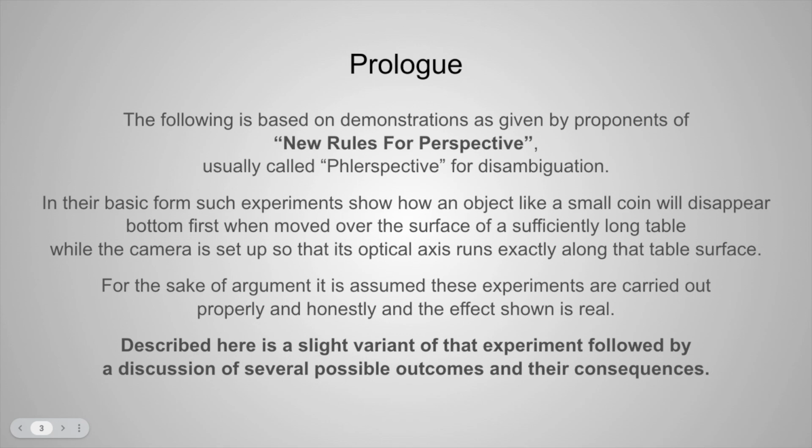The following is based on demonstrations, as given by proponents of new rules for perspective, usually called Flaspective, for disambiguation. In their basic form, such experiments show how an object like a small coin will disappear bottom first when moved over the surface of a sufficiently long table, while the camera is set up so that its optical axis runs exactly along that table surface.